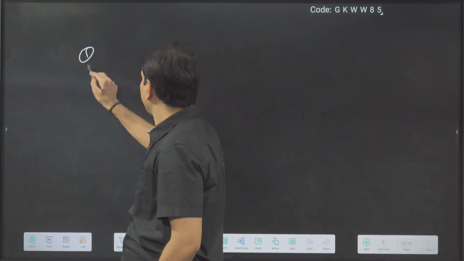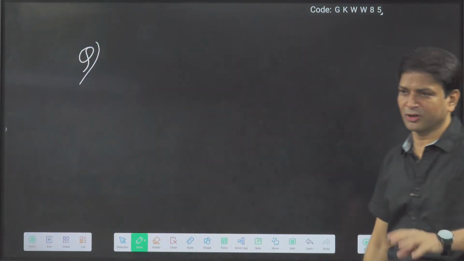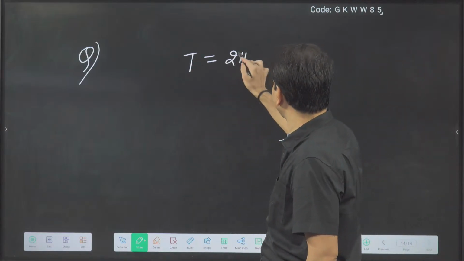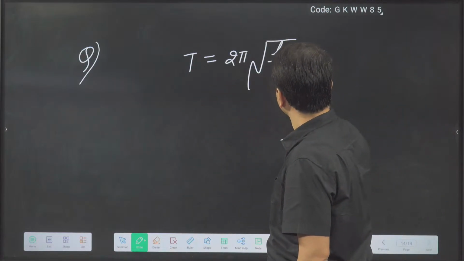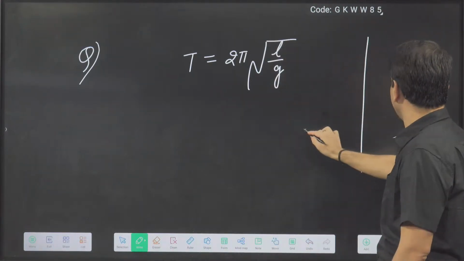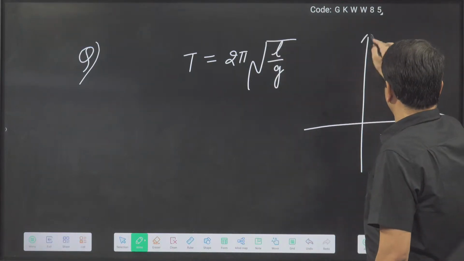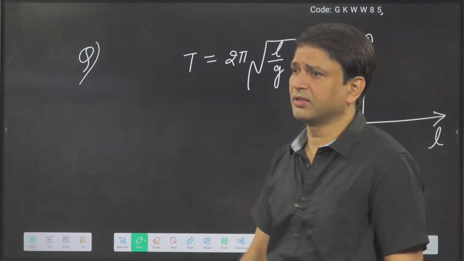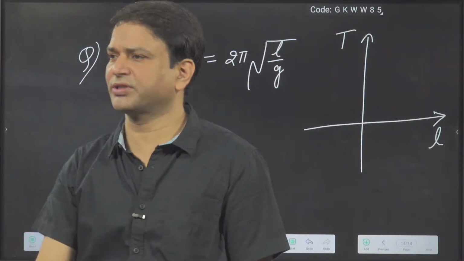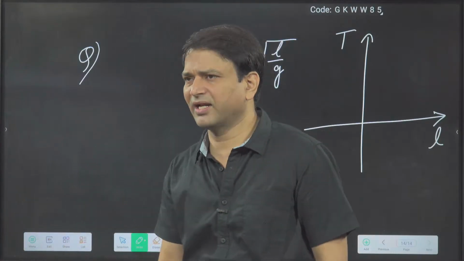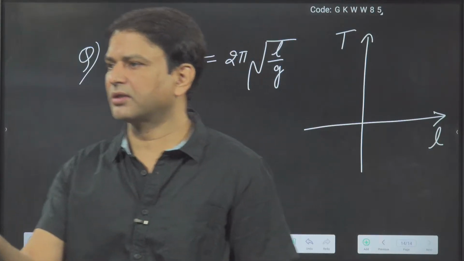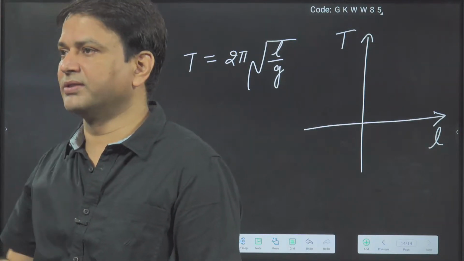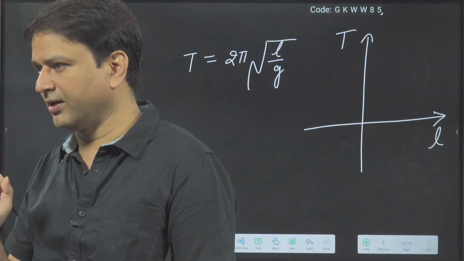Next, we have learned the time period of a simple pendulum. I am writing the formula, whether you know or not: T is equal to 2 pi under root of L by G. L is the length, T is the time period, G is the acceleration due to gravity. I am asking the graph between T and L.